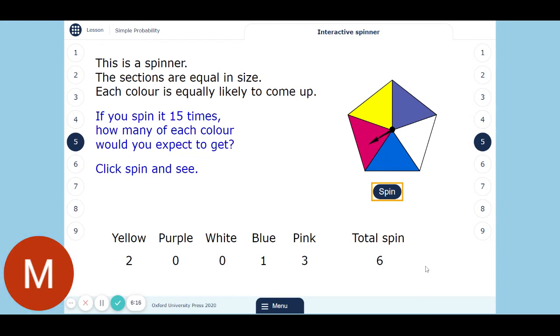It's done 5. It's got to get it all the way up to 15. Let's hope it doesn't take all day. Remember, I'm expecting to see 3 of each colour. So far I've seen more pink than I was expecting to see, and no purple at all, so that's not what I was expecting, but I didn't expect it exactly to be, because as we said before, just because its probability says it should happen doesn't mean it has to.